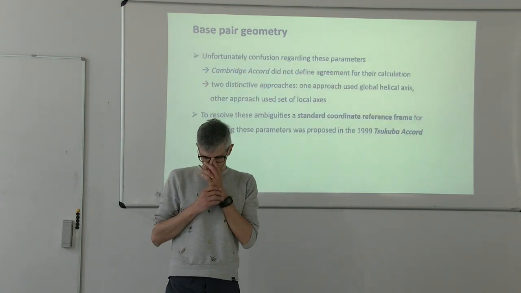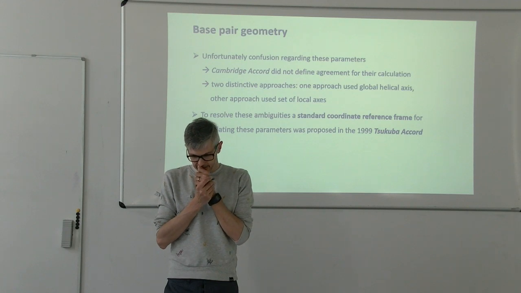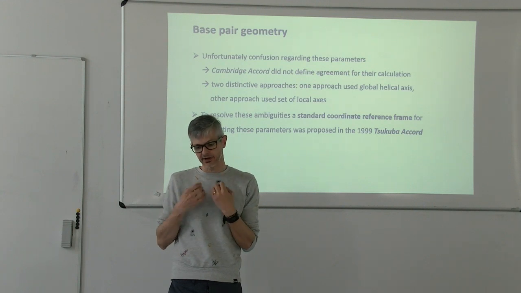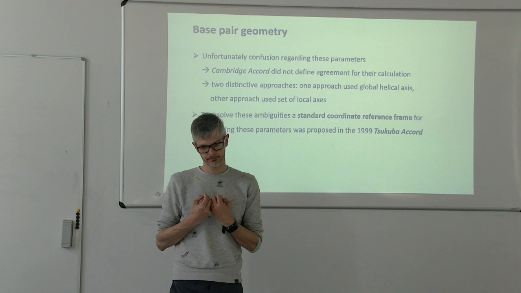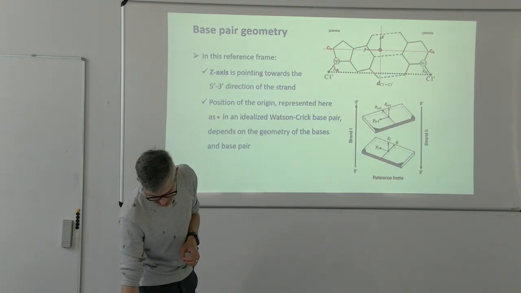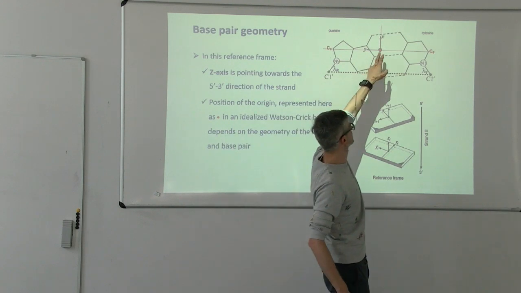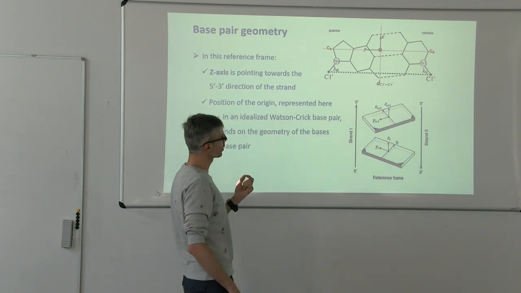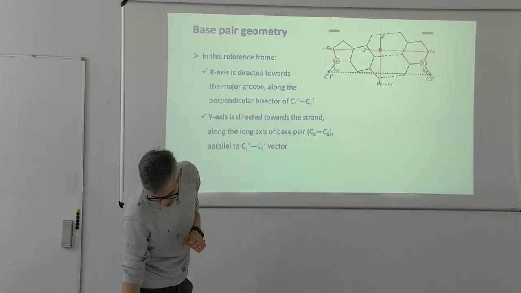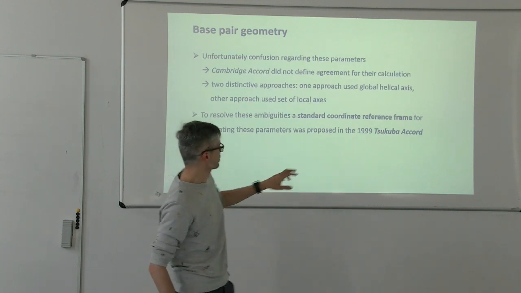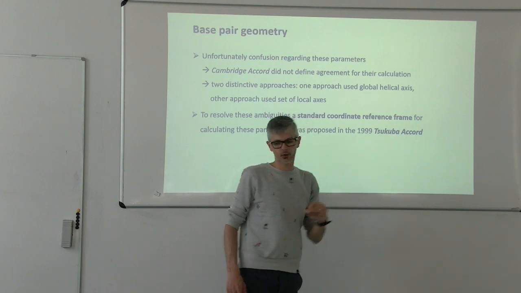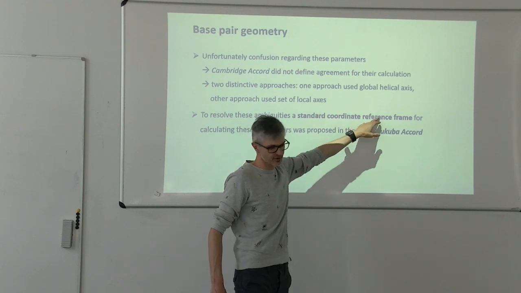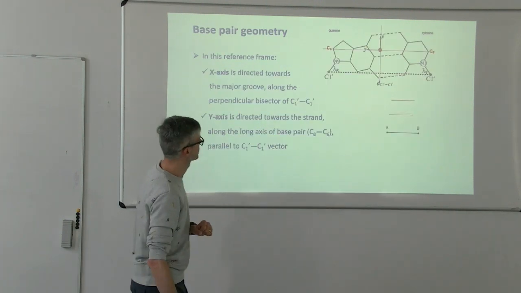Now, what was the problem at the Cambridge Accord? They did not agree on how to calculate, and they did not have a standard coordinate system. So if you look at it shown here, where is the point where you start measuring? That's why after this they had a second accord, called the Tsukuba Accord. In the Tsukuba Accord they determined the standard coordinate reference, and this is represented here.